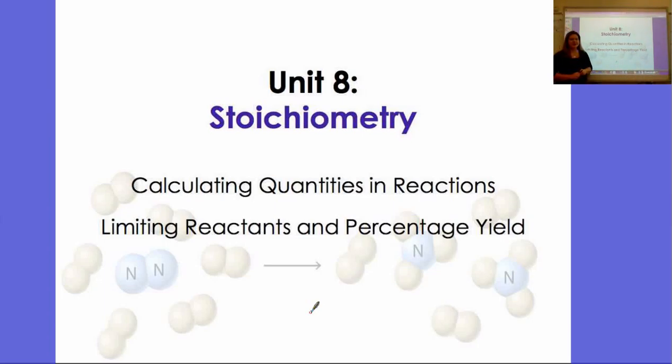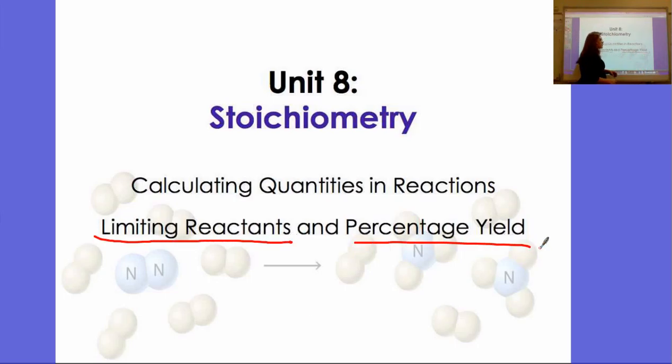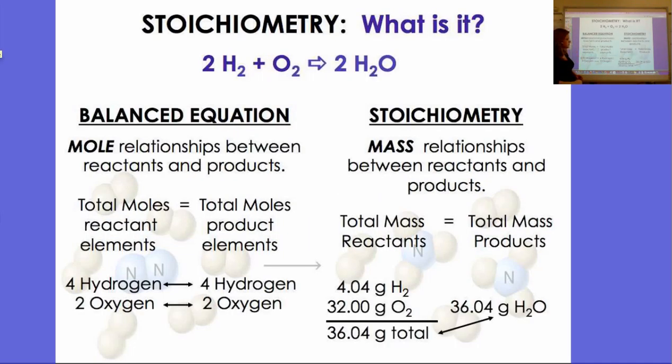This is Vodcast 8A. In this Vodcast, we're going to study, or review actually, stoichiometry and what stoichiometry is. In 8B, we're going to talk about limiting reactants. And in 8C, we're going to get back into percent yield, actual and theoretical yield. So first of all, what is stoichiometry?